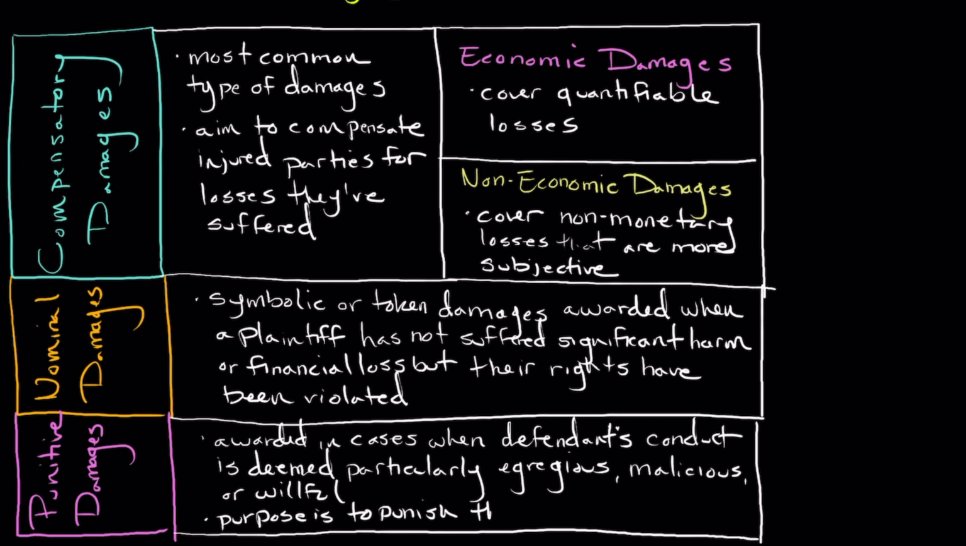engaging in similar conduct. So these damages go beyond simply compensating the plaintiff and are meant to actually send a message. For example, in 2021, a jury awarded $4.5 billion in punitive damages against Purdue Pharma and the Sackler family for knowingly producing and marketing the addictive painkiller OxyContin.